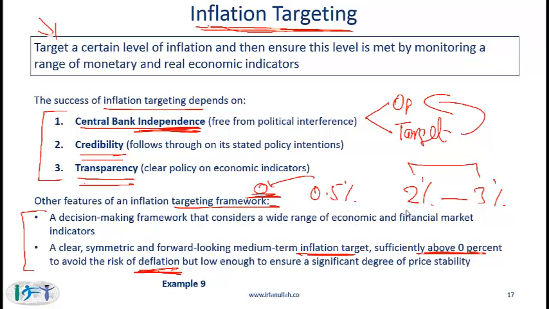Obviously, the inflation target is also not very high, because if it is too much higher than say 3 or 4%, then that will mean that we do not have sufficient price stability. So 2% to 3% is a good range for most countries.